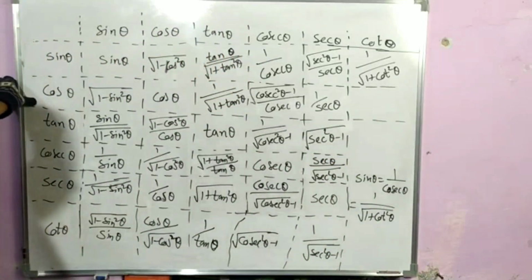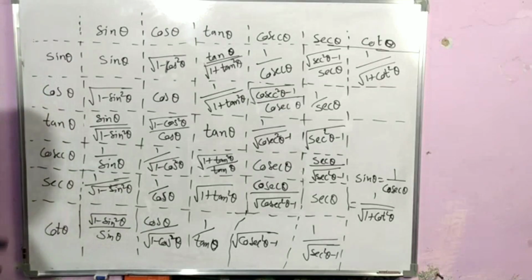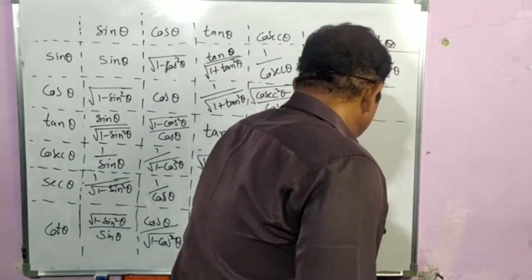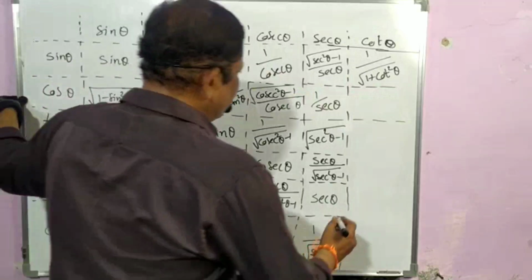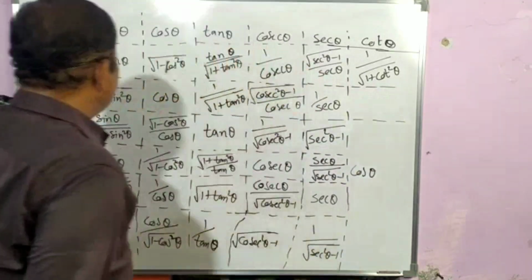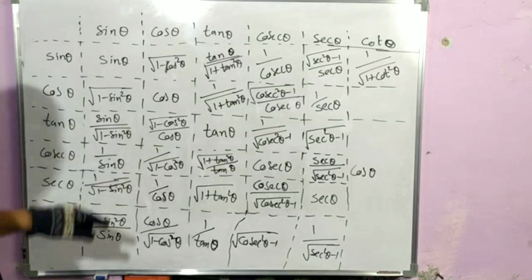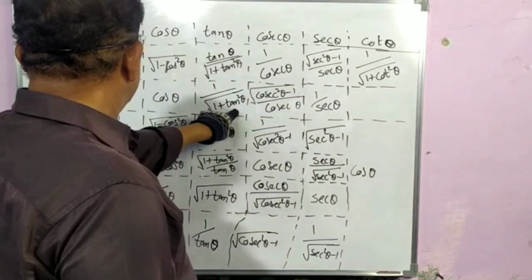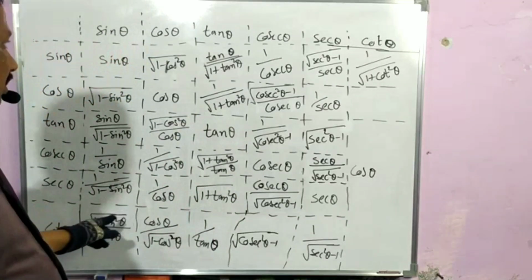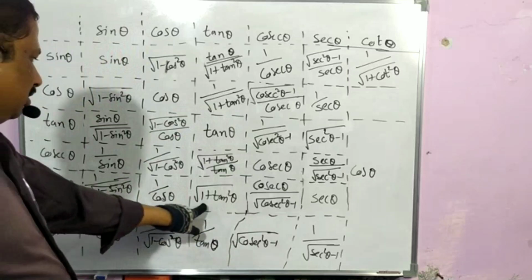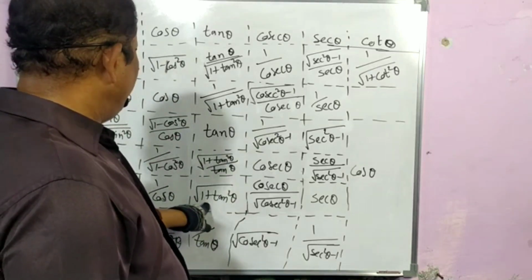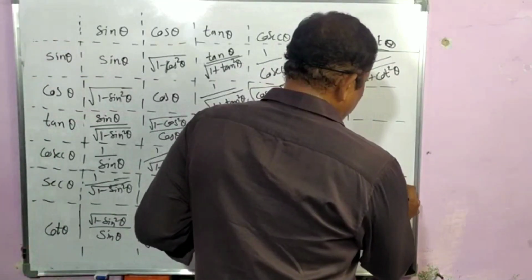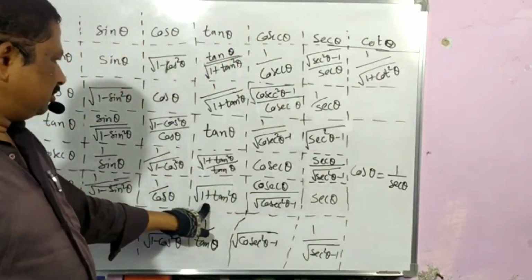Next, cos in terms of cot. Cos can be written in terms of the reciprocal of secant. Secant we already converted into tan. So cos is the reciprocal of secant, 1 by secant.